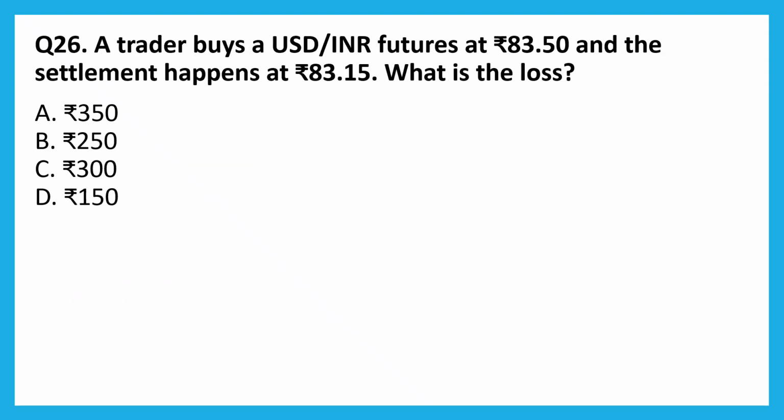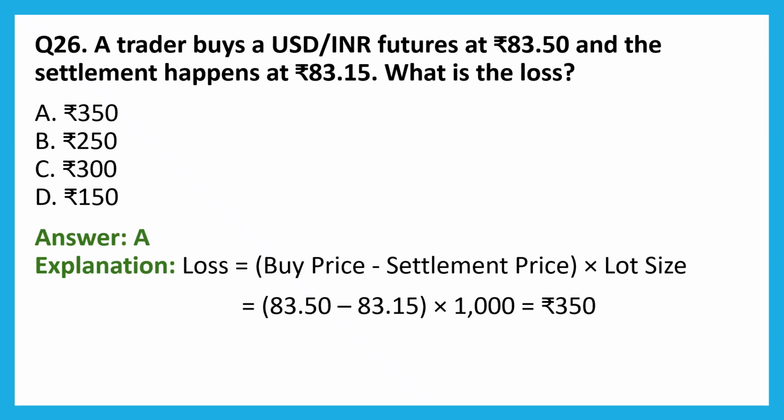Next question. A trader buys a USD INR futures at 83.50 and the settlement happens at 83.15. Then what is the loss? Option A, 350; option B, 250; option C, 300; and option D, 150. Correct answer is option A, 350. Loss equals buy price minus settlement price into lot size. So 83.50 minus 83.15 into 1000 equals 350 is the loss.